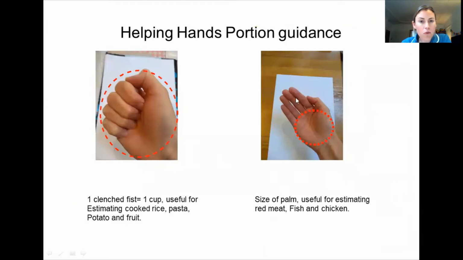So within these food groups, we've got handy portion size guidance for each of these foods. Say, for example, within the starchy carbohydrate food group, one clenched fist, which is approximately 1 cupful measure, is useful for estimating cooked rice, pasta, potato, and fruit. A palm-sized amount, in the photograph on the right, is useful for estimating red meat, fish, and chicken.